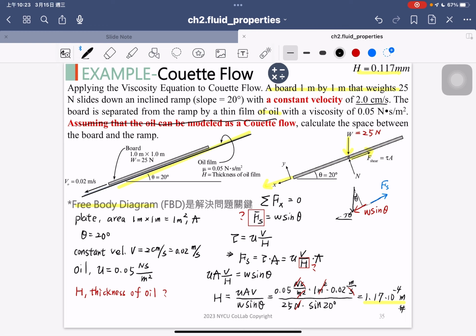It depends on if you change the different incline angle, and if you keep the same velocity you want, the oil thickness will change. Okay, so that's case by case. If you want to have a large enough constant velocity, what parameter should you adjust? Okay, so you can adjust the thickness and will have the higher constant velocity. Okay, so we mostly finished some ideas for applying the viscosity equation to the real case.